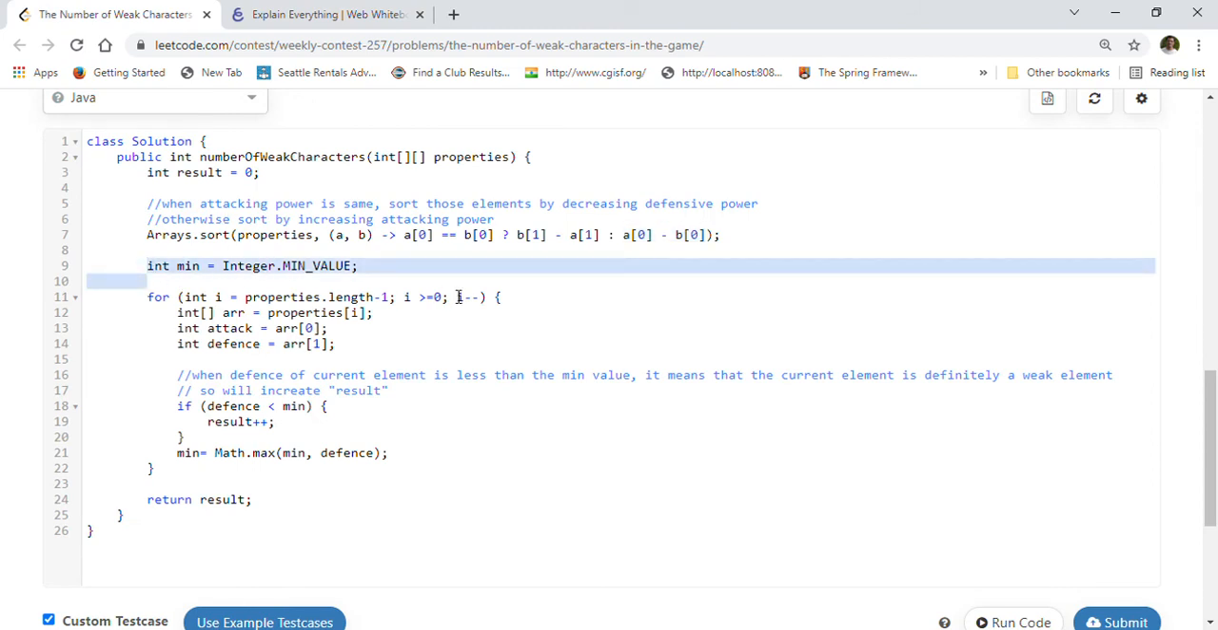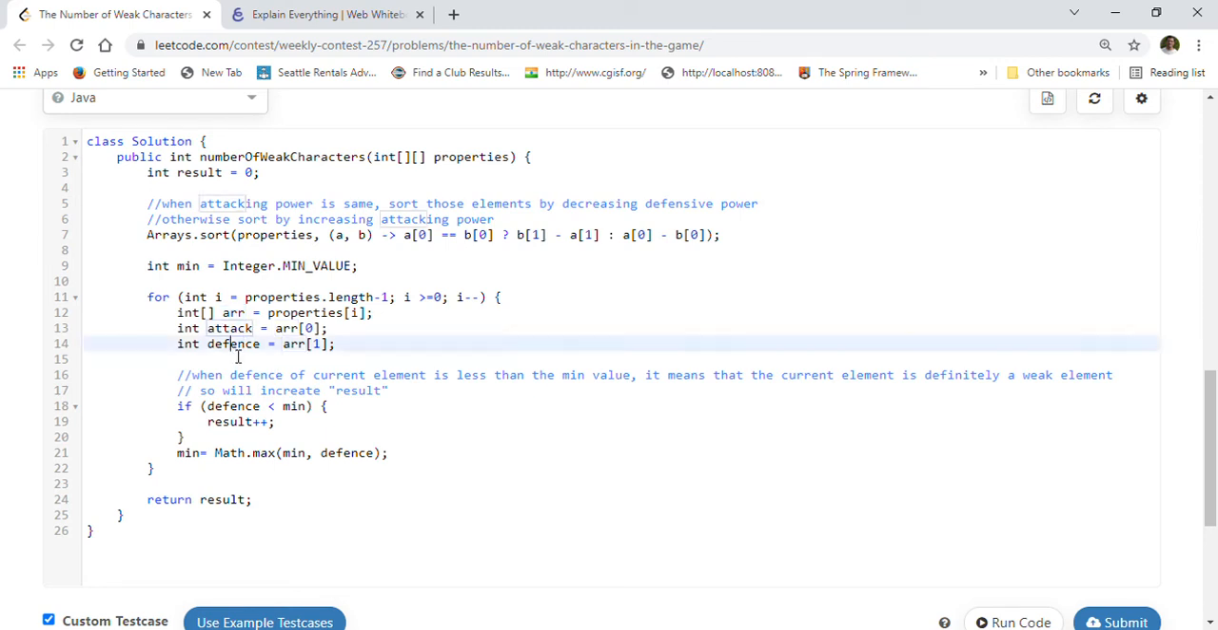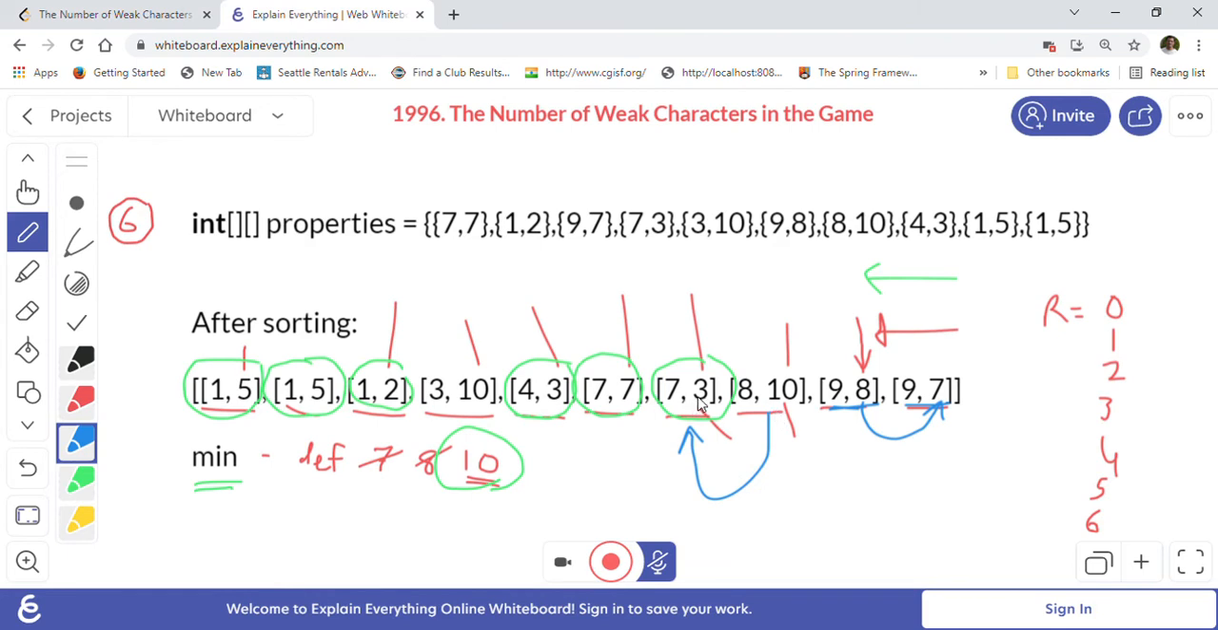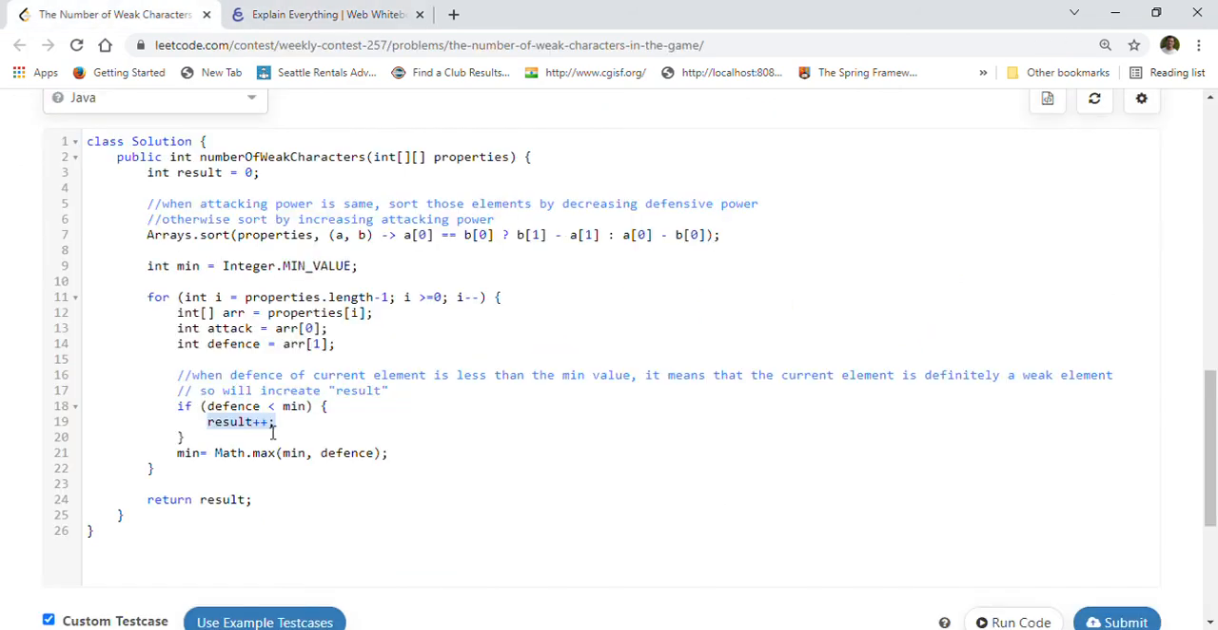First we took a max variable, assigned it a value, and we are iterating the array from the last character to the first character, from the backward side. So here we are reading the properties of I, and we are getting the attack and defense values from the array. And then if this defense value is less than the maximum that we have seen so far, then we will increase the result. For example, in this case, the defense value is less than whatever max value we have seen so far, right? 10. 3 is less than 10, so we will increment it. So that's what we are doing here.